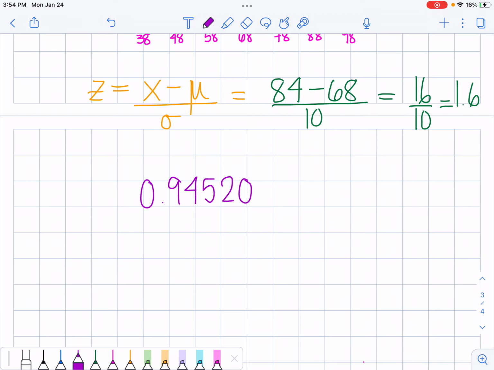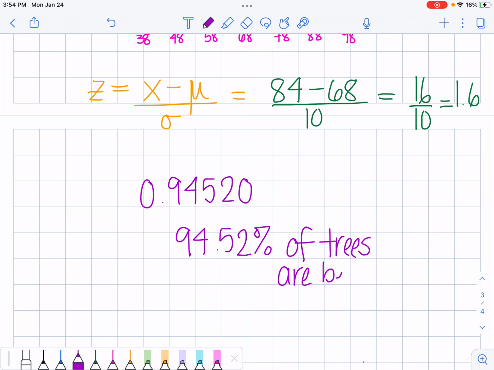Let's change it into a percent, because that's the information we're looking for. As a percent, this is the same as 94.52%. So this tells me that 94.52% of the trees are below 84 inches.